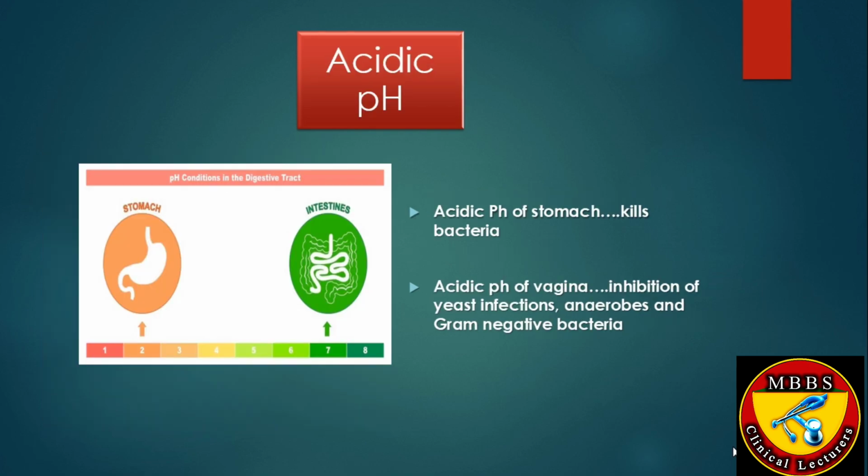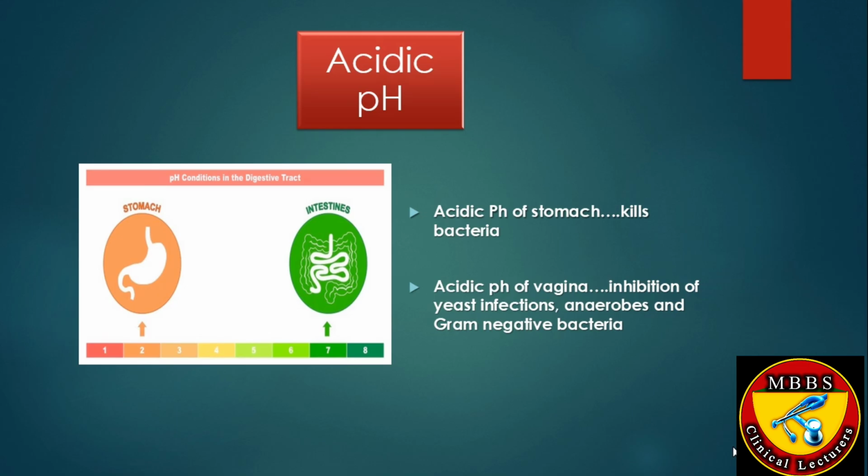Okay, the acidic pH. This also has a very important role. Students, the acidic pH of the stomach has an ability to kill bacteria. The normal pH of the stomach is between 2 and 3, and this is because of the production of acid. So, for example, if we have engulfed something detrimental or pathogenic, this acidic pH of the stomach will kill it right there.